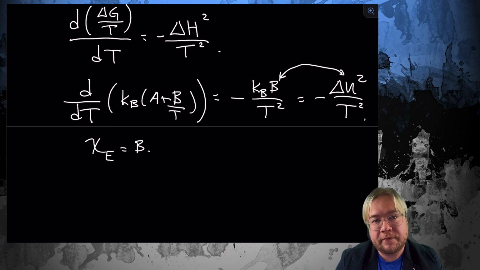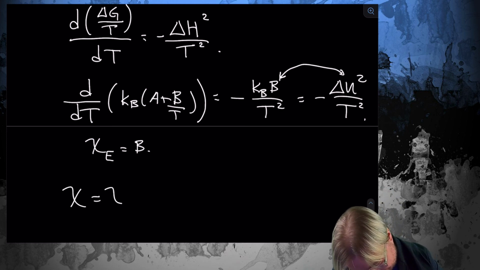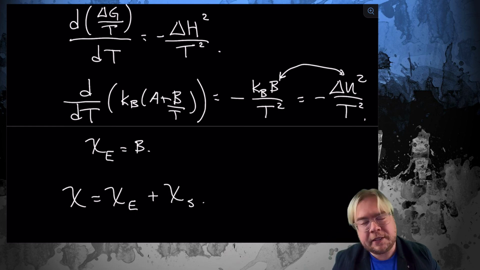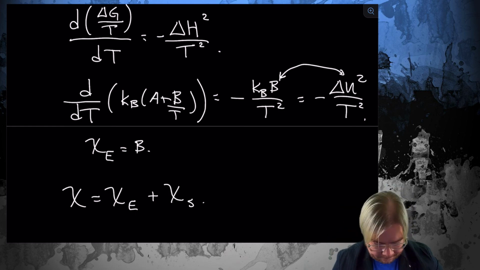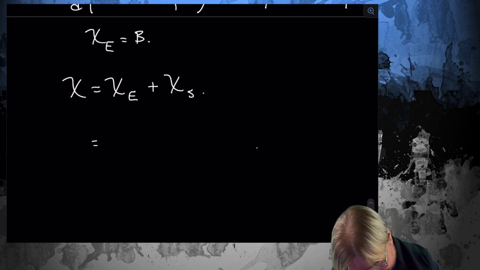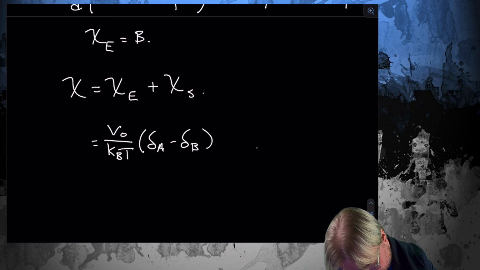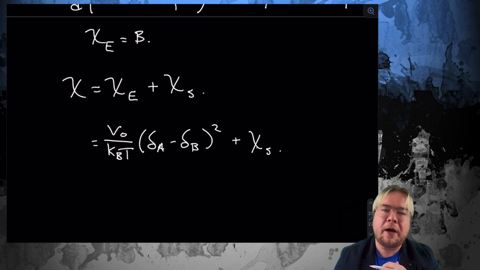So what does this mean in terms of the solubility parameters? Well, it means that the chi parameter is, again, the energetic portion plus the entropic portion. We saw that B is the energetic portion, so this means that this is V0 divided by kBT times delta A minus delta B squared, plus the entropic part. Does that make sense? It kind of makes sense, right?